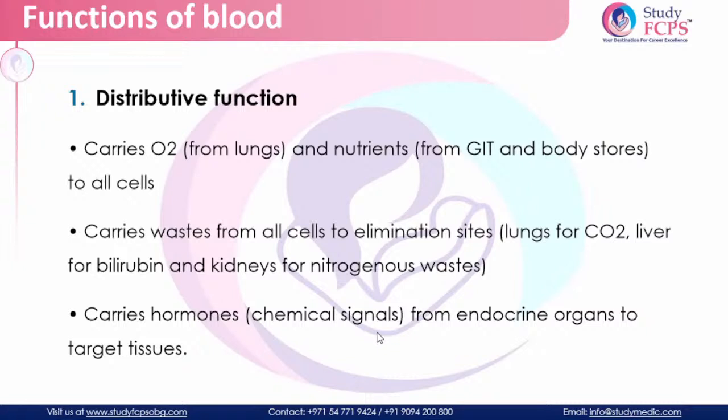If we consider oxygen, it carries oxygen from the lung and nutrients from the GI tract and body stores to all the cells. If we consider waste elements, blood carries waste from all cells to elimination sites like lungs for CO2, liver for bilirubin, and kidneys for nitrogenous wastes. And if we talk about hormones, then blood carries different kinds of hormones or chemical signals from endocrine organs to different target tissues. So all these are distributive functions of the blood, and these are mainly carried by the plasma as well as the cellular component of the blood.